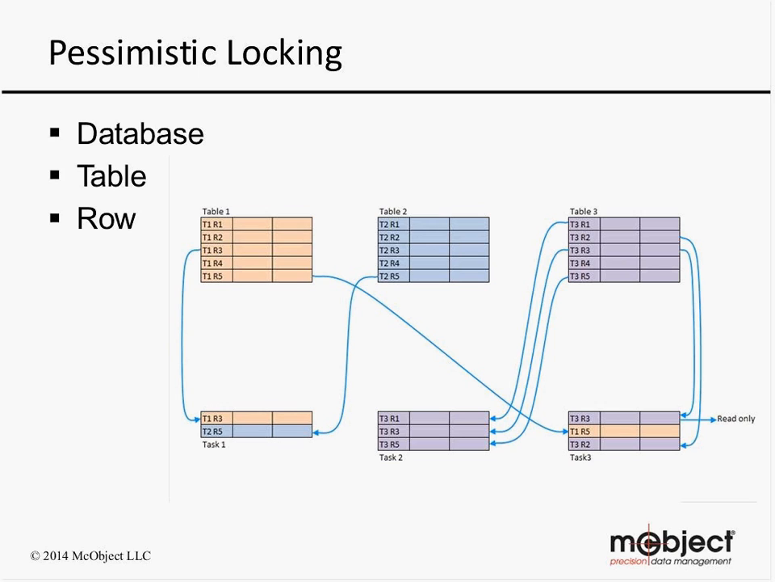So task 1 is modifying table 1's row 3, or what I'll call T1R3, and table 2's row 5, or T2R5. And then task 2 is modifying T3R1, T3R3, and T3R5. And then lastly, task 3 is reading T3R3 and modifying T1R5 and T3R2. So note that there's 2 tasks that are working with T3R3, or table 3, row 3, both task 2 and task 3. Task 2 is modifying it, task 3 is reading it.